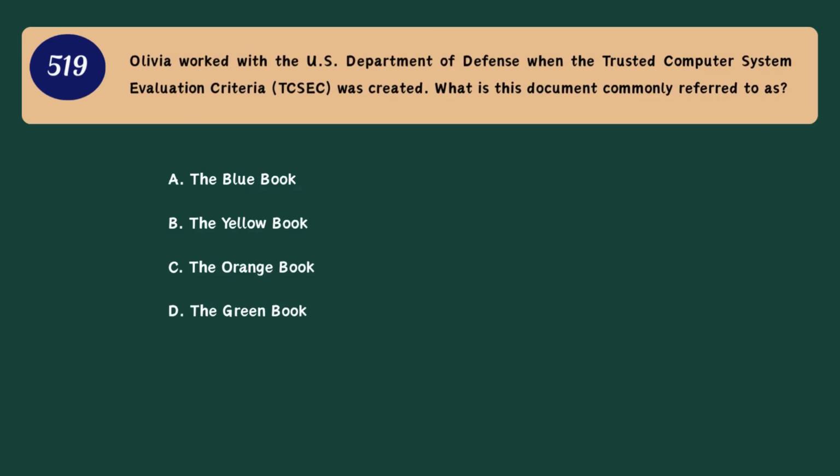Question 519. Olivia worked with the U.S. Department of Defense when the Trusted Computer System Evaluation Criteria was created. What is this document commonly referred to as? A. The Blue Book. B. The Yellow Book. C. The Orange Book. D. The Green Book.